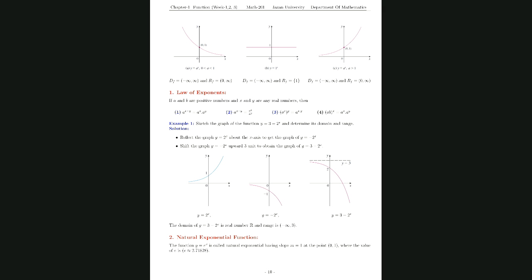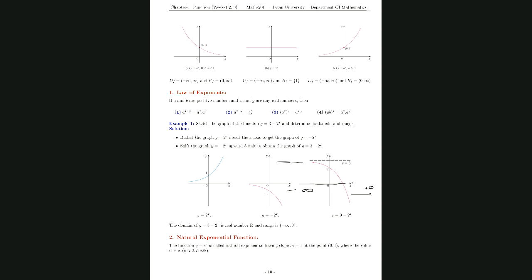What is the domain? Domain, all the time, is always minus infinity to infinity. Because look, this graph is going to plus infinity, and here it is going to minus infinity, so x goes from minus infinity to plus infinity. So the domain is all the time R.